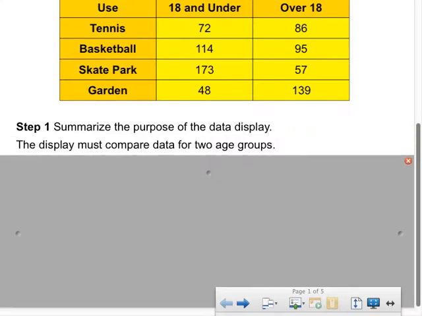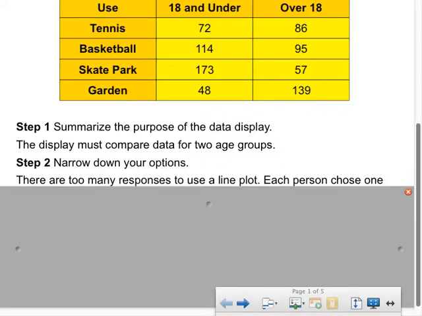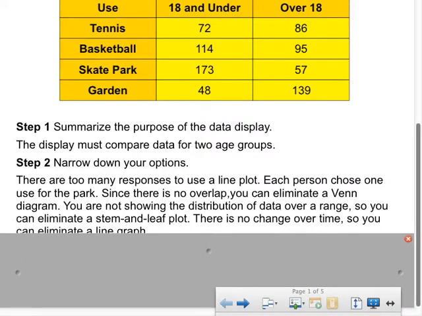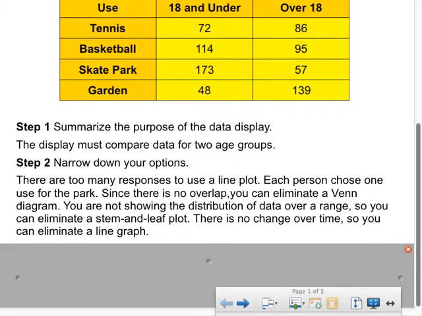But let's go ahead and read through what the book gives us as the steps for displaying data. Step 1, summarize the purpose of the display data. Okay, the display must compare data for 2 age groups, 18 and under and over 18. Step number 2. Okay, narrow down your options.